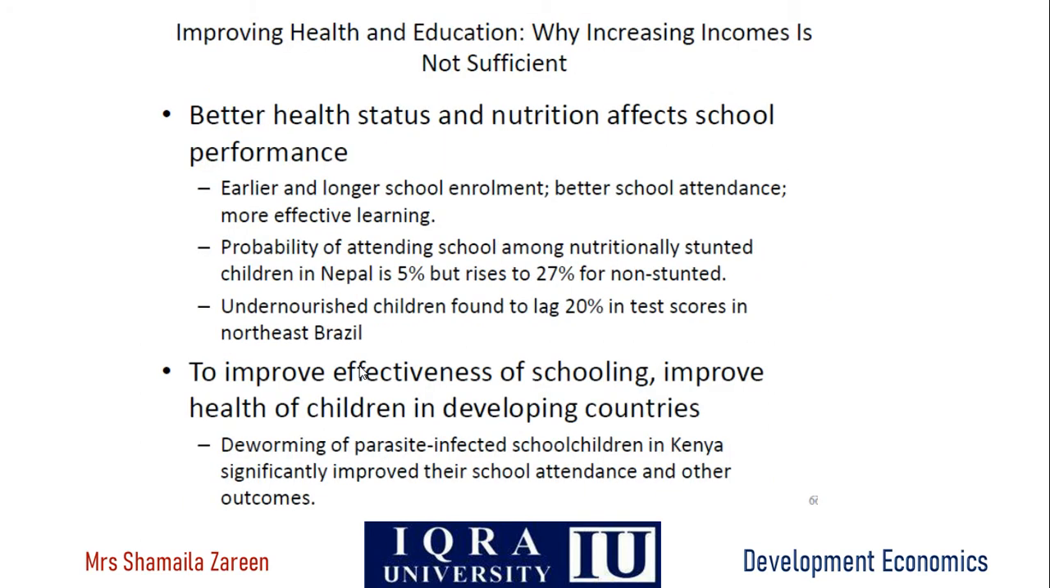Better health status and nutrition affect school performance, and to improve the effectiveness of schooling, improve the health of children in developing nations. In any case, both are correlated with each other. So there are linkages which are shown in Box 2 of the eighth chapter. They show the linkage between investment in health and education.